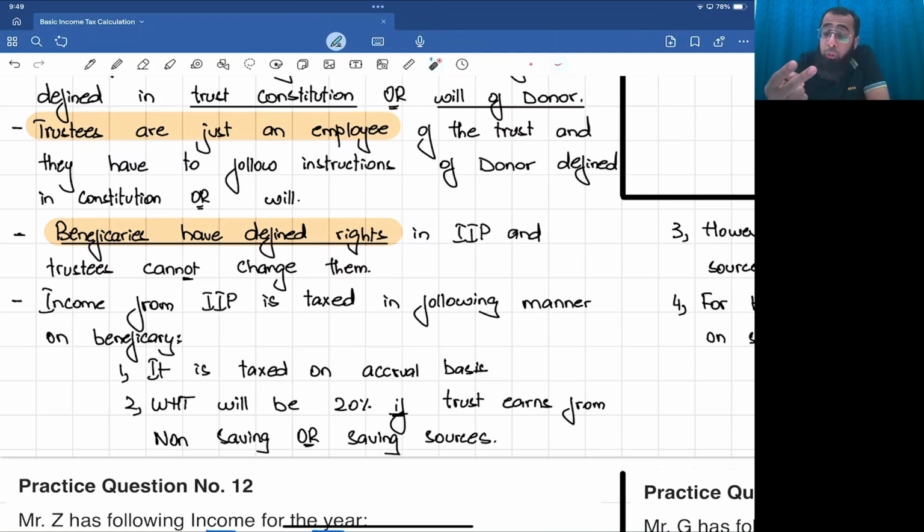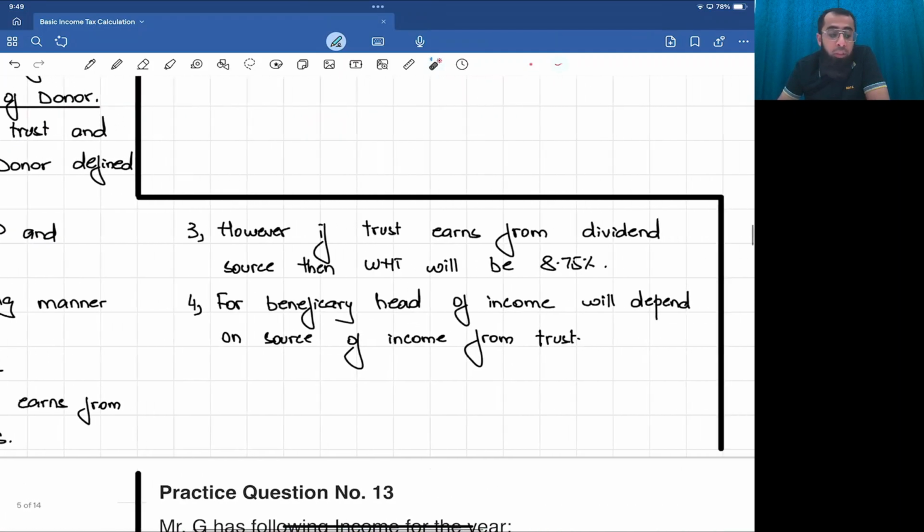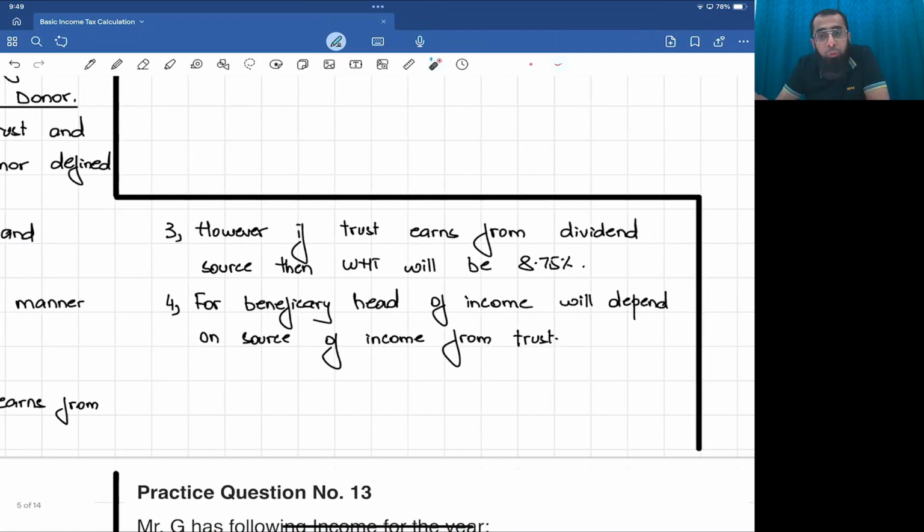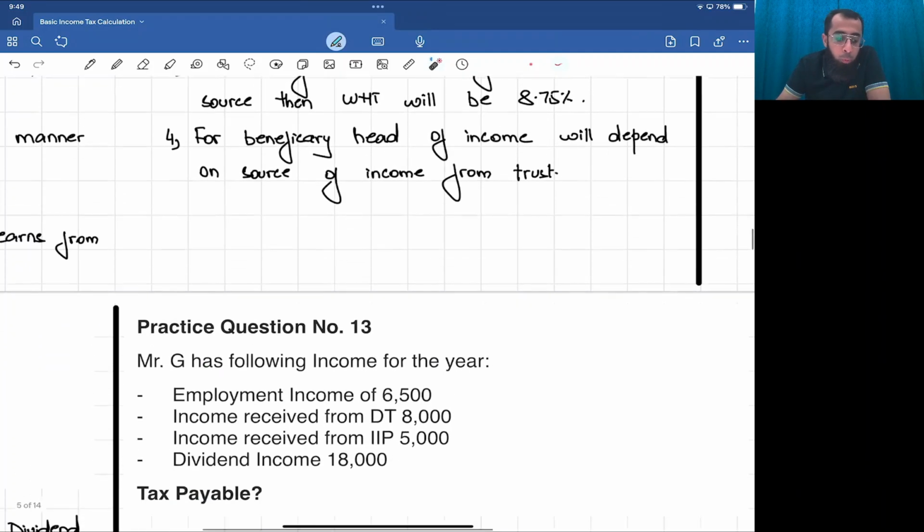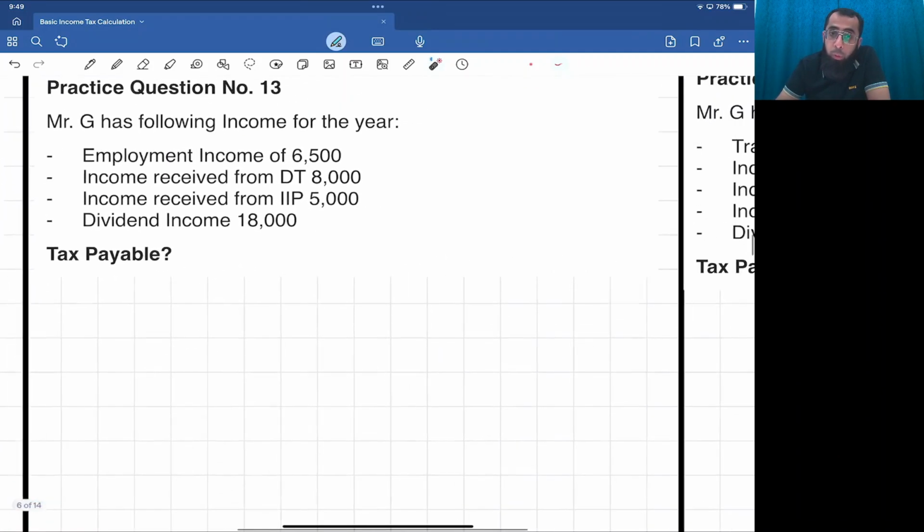Withholding tax is 20% if the trust earns from non-saving or saving sources. Non-saving source means trade, property income, things like that, the non-saving column. If the trust earns from interest income, like it has bank deposits, it will be regarded as a saving source for the beneficiary also. And if the trust earns from dividends, like a portfolio of shares, then for the beneficiary also it will be considered as a dividend income with 8.75% withhold.